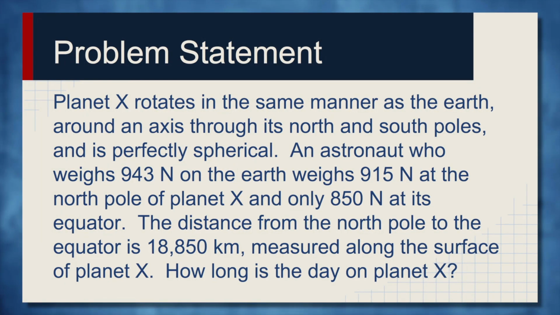Planet X rotates in the same manner as the Earth around an axis through its north and south poles, and is perfectly spherical. An astronaut who weighs 943 newtons on Earth weighs 915 newtons at the north pole of planet X and only 850 newtons at its equator. The distance from the north pole to the equator is 18,850 kilometers, measured along the surface of planet X. How long is the day on planet X?